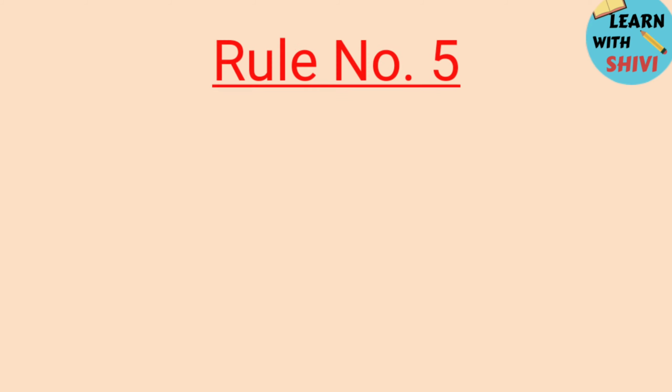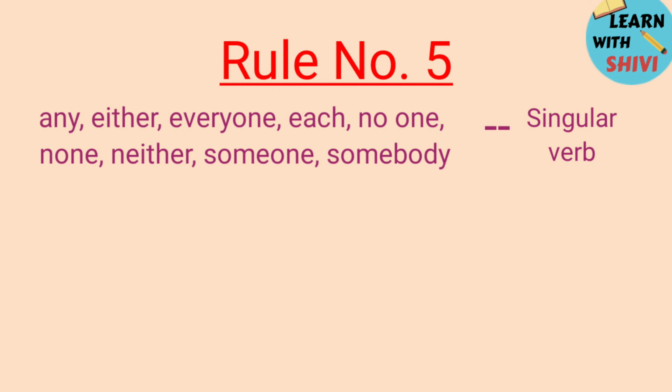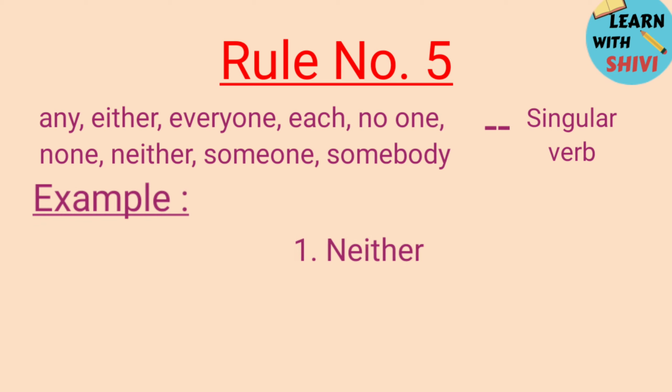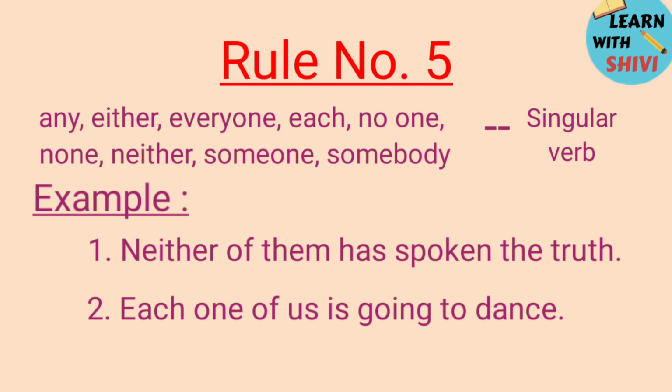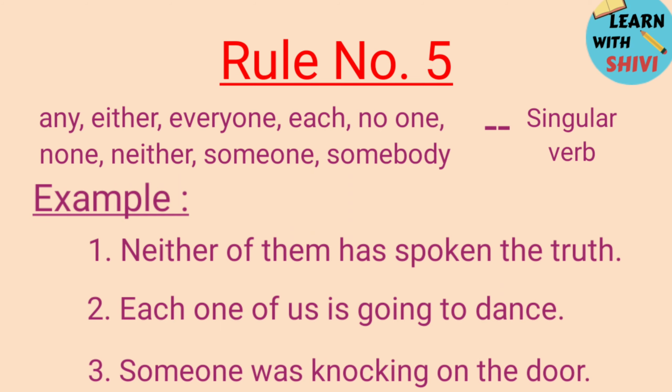Rule number 5. Words such as any, either, everyone, each, no one, none, neither, someone, somebody are treated as singular. Hence, the verb used is singular as well. For example, neither of them has spoken the truth. Each one of us is going to dance. Someone was knocking at the door. In these sentences, neither, each, someone is treated as singular. Hence, the verb used is singular as well.